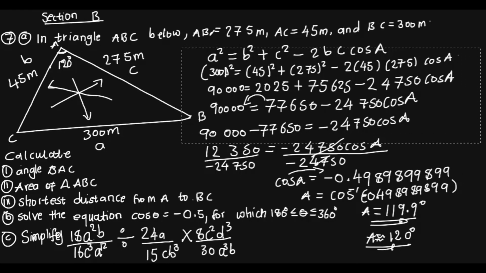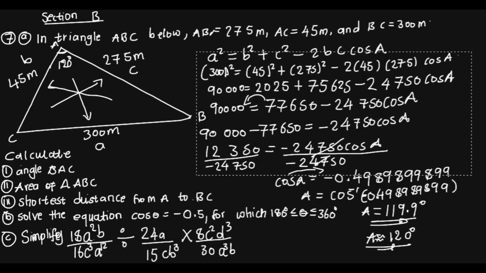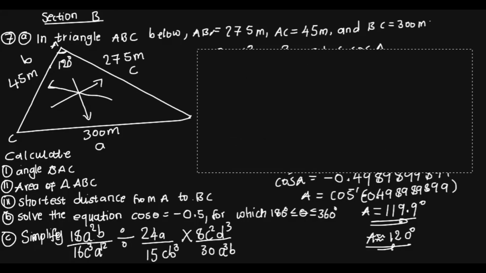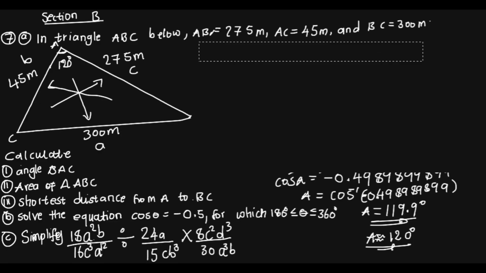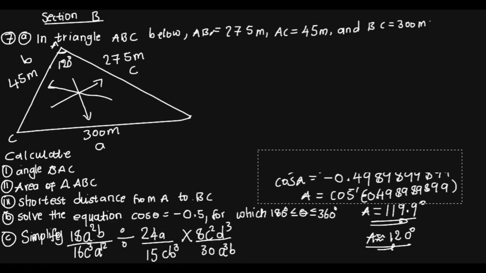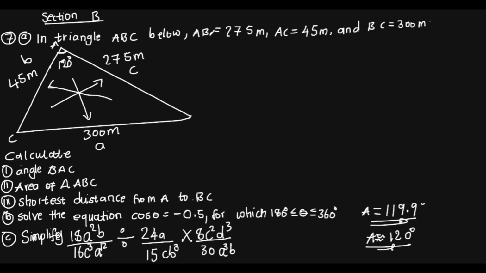Okay, now let's move on to the next part. Okay, so we can now move on to question Roman number 2, area of triangle ABC.